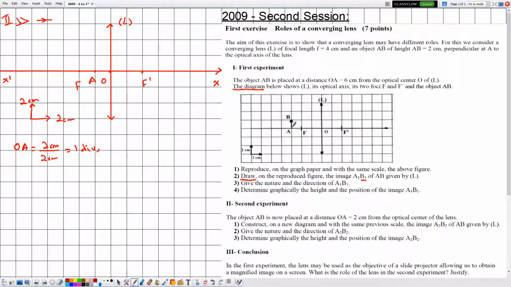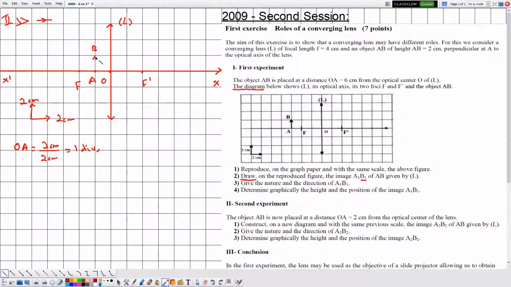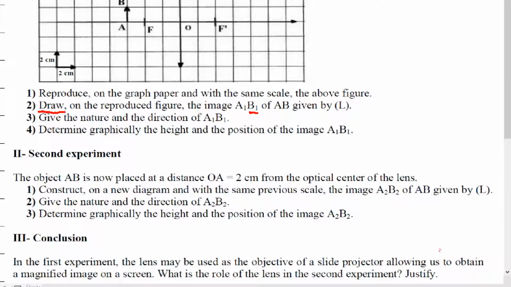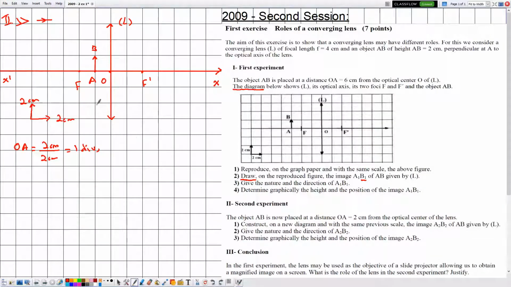Now because we didn't change the object, the size will not change. Then the point B will be located 1 division above A. And now let's trace the object AB. Then what we have done is the construction of the new optical system. And now we are ready to construct the image A2B2 of AB given by L. And the word construct means that we need to trace and justify. Yet we didn't trace any ray issued from B.